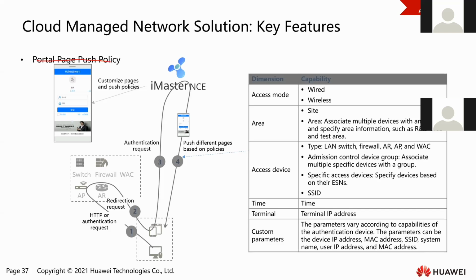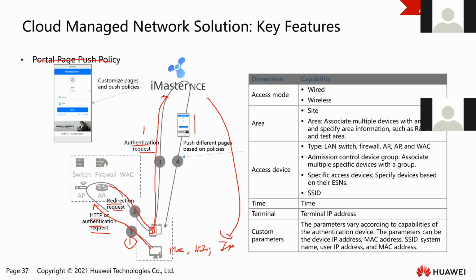Basically, first the user will connect to our device and send an HTTP authentication request. Okay, so when our device receives this request, it will reply with a redirection request, and then the user's device will be redirected to our NCE campus. Okay, so this device will also send the authentication request to our NCE campus. Inside the authentication request, we'll have all the information such as the MAC address of the device, the SSID, the IP address. Okay, so inside the NCE campus, we will refer to this information to determine whether it will push the portal page or not.